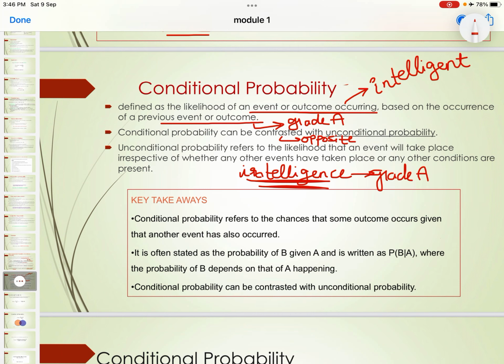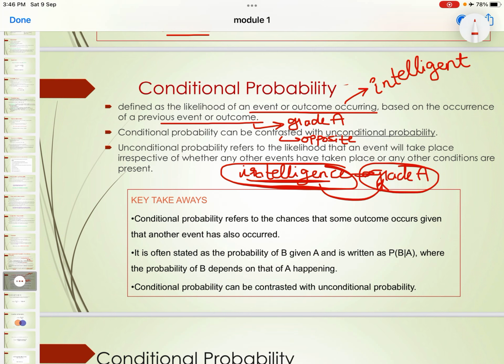But what are we talking about? We are talking about conditional events where intelligence is dependent on grade A. If the student has got grade A, then only the student is an intelligent student. But what is unconditional probability? That the event is not dependent on a prior event.